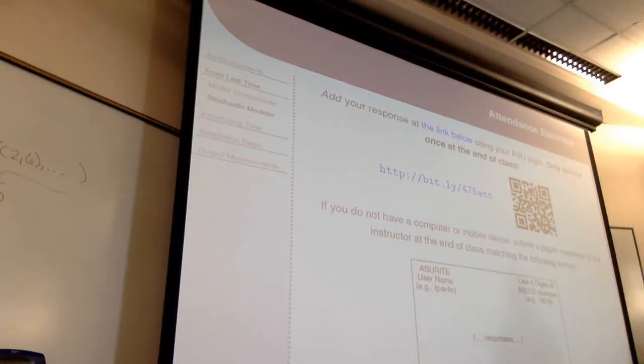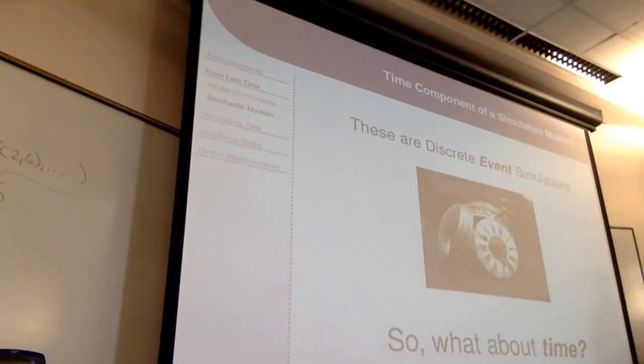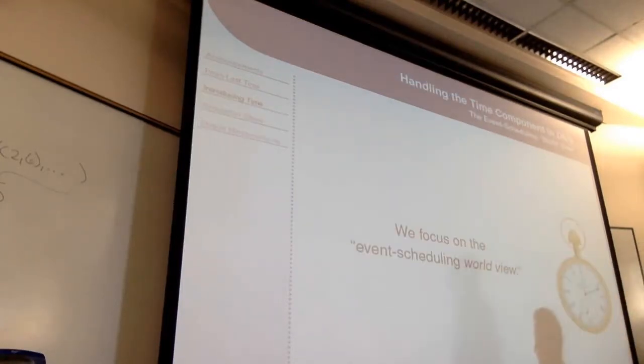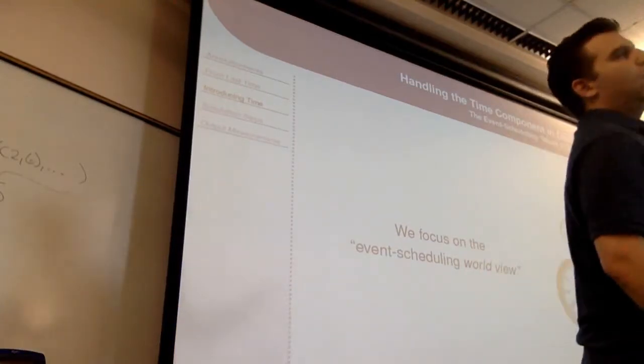All right, so let's see some examples of how we actually make these things work. So we've been talking about events. So how do we actually make time flow? So this goes into the hand simulations that you've been doing. So what we call this the event scheduling worldview.